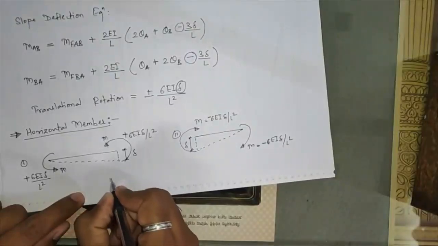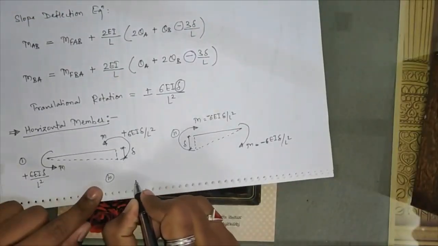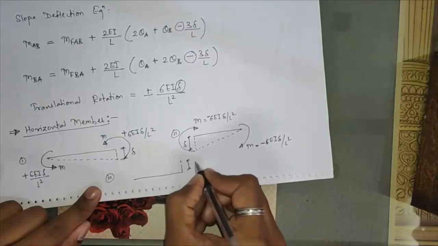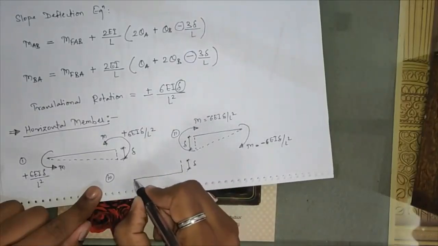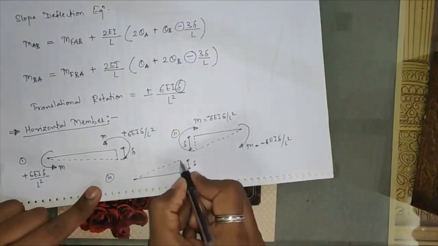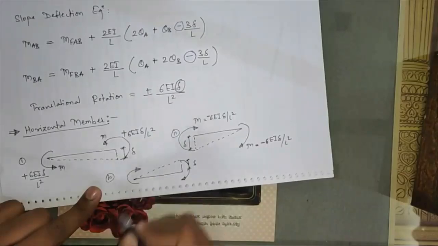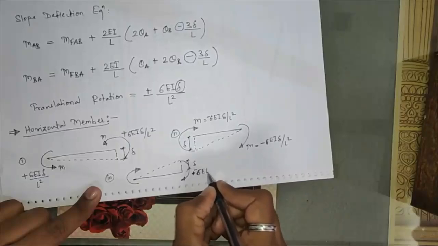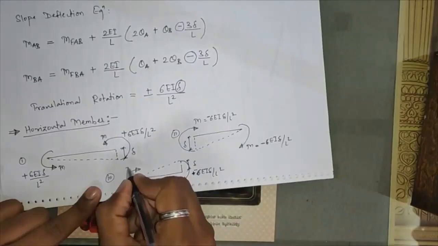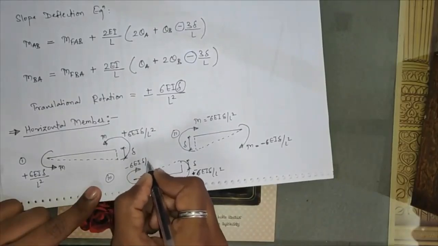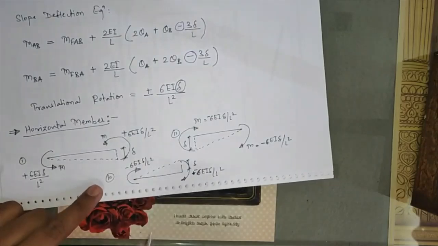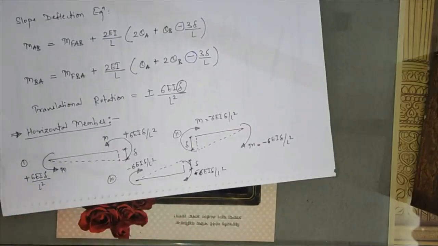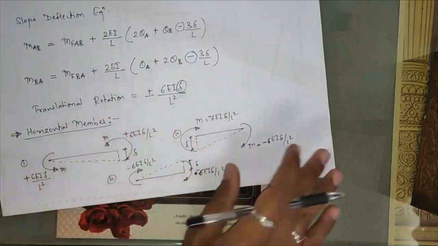I'll consider the third example. Suppose again a horizontal member, but the deflection is on the left side, on the upward part. The bending pattern will be in this way, and the induced translational rotations will again be clockwise in nature, minus 6EI delta upon L square, and the same minus 6EI delta upon L square. In the same way, you can see the case of deflection on the upward side towards the left end. This was for horizontal members.